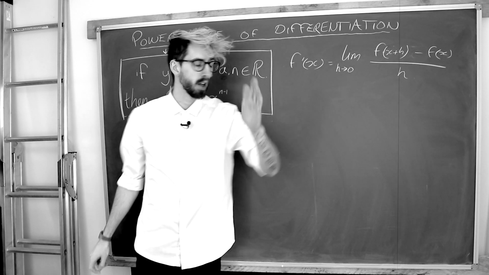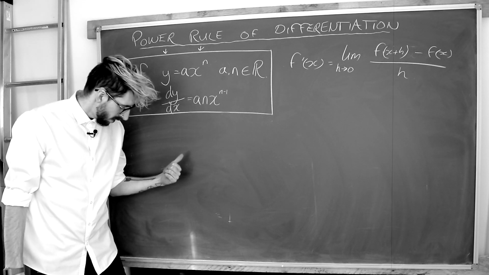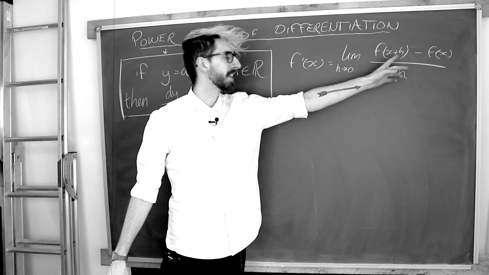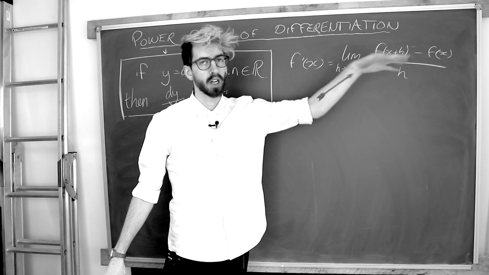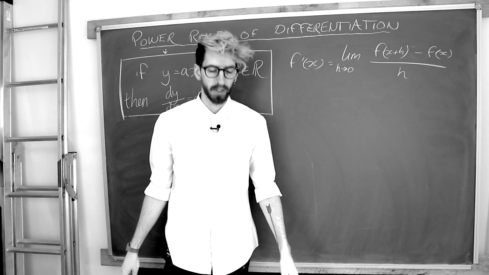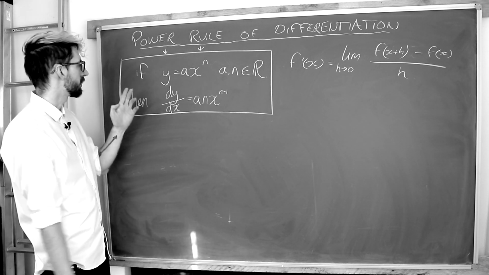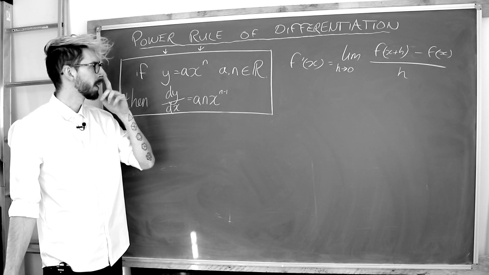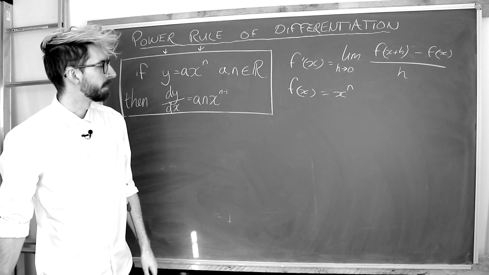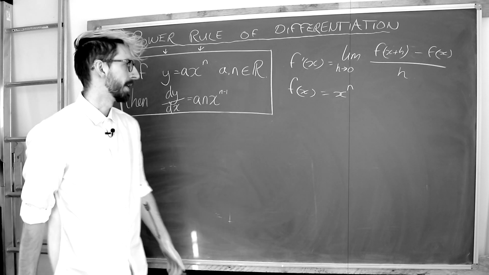Now, I prefer writing dy by dx, but sometimes, like in this situation where we're putting a thing into the function like x plus h, it's better to write it in terms of f prime and f's, okay? So what we're interested in saying is, let's just look at x to the power of n. If our function is just x to the power of n, I'm not bothered about the a in front because we proved it already that you just take out the factor of a.